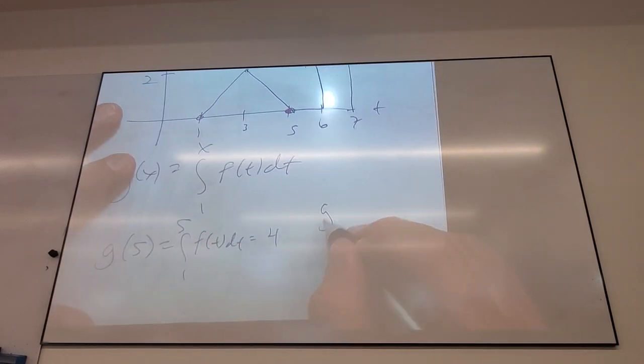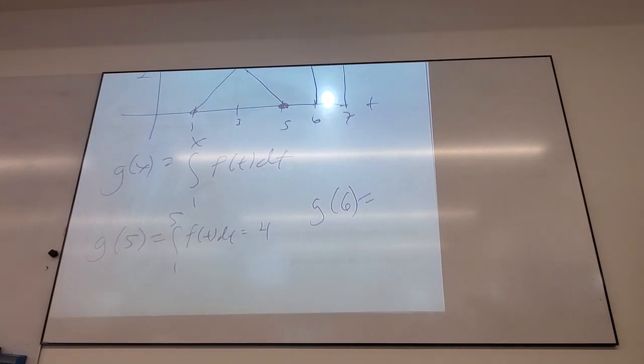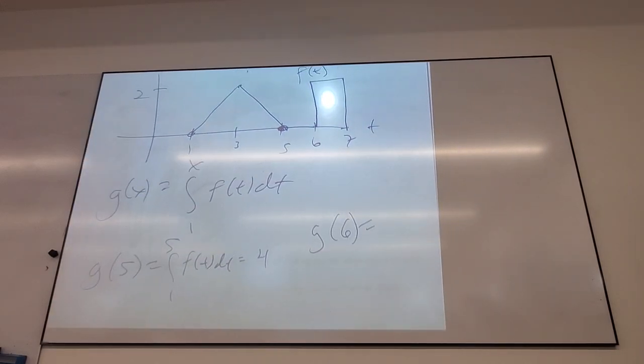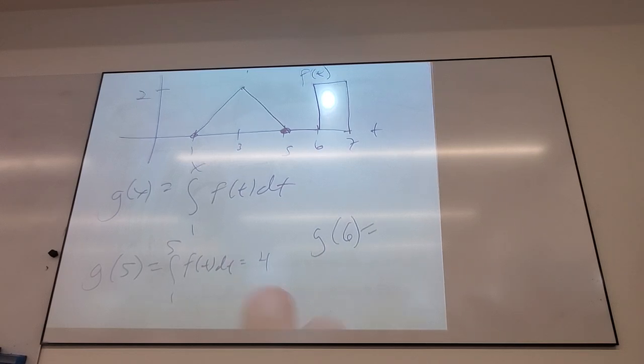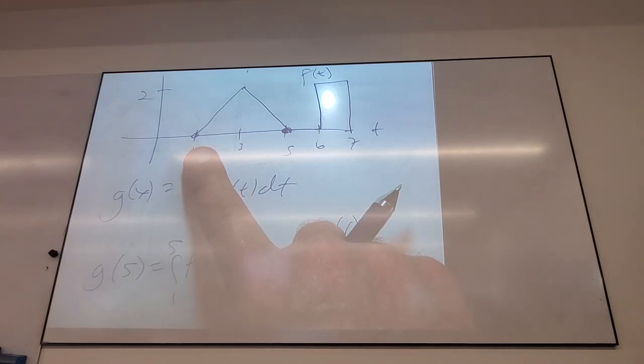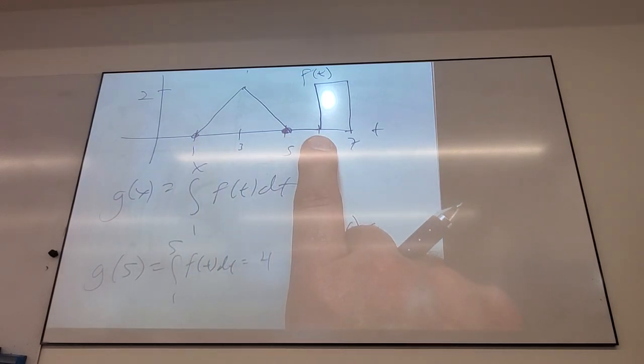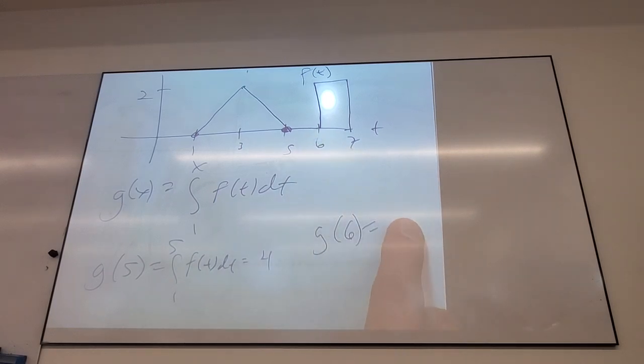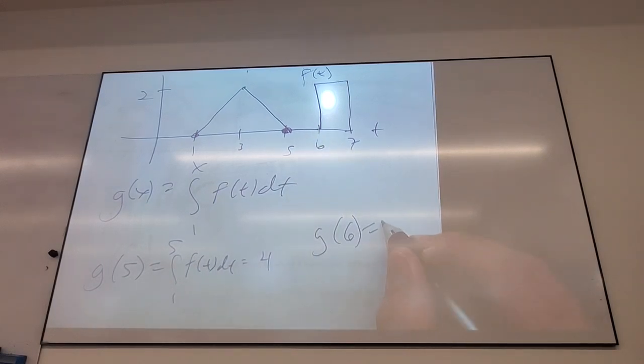What is g of 6? Careful, what's the g function always go from? 1 to whatever I plug in. So what's the area? From 1 to 5 is 4. Does 5 to 6 add any area? Nope. So this is still 4. So what about g of 7?